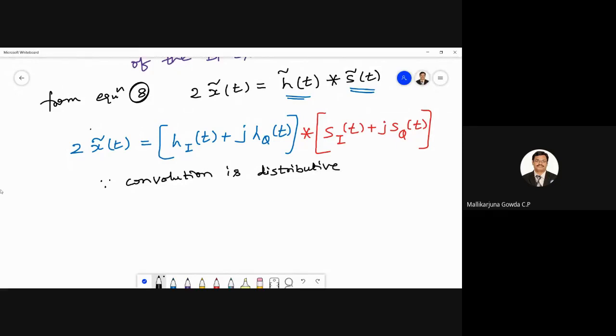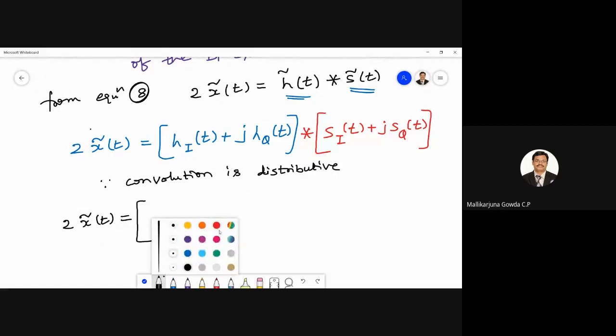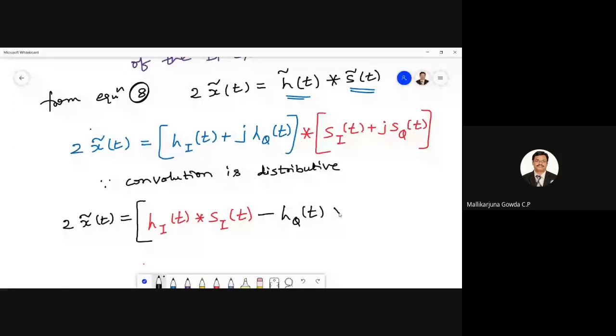Since convolution is distributive, how can I rewrite the above expression? 2 into x tilde of t will be equal to hi of t convolved with si of t, that is the first term. Then the next term is hq of t convolved with sq of t. This is the real part.